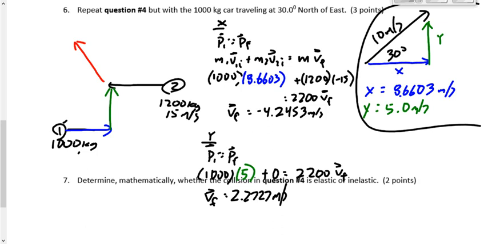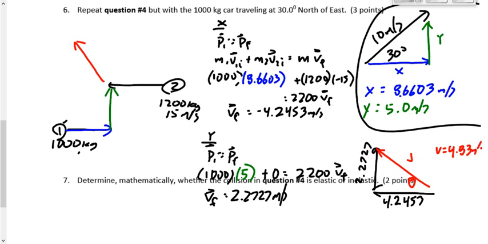Yes? Okay. Now we just combine them, right? We have 4.2453. We have 2.2727. And we solve for v there in the same way as we always do, right? I think, again, I did this in kilometers per hour, but I think it was 4.83 meters per second, and my angle was 28.2 degrees north of west. Good.